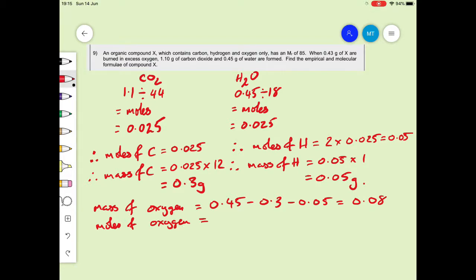Because it's made up of carbon, hydrogen and oxygen, you can take away the mass of carbon, take away the mass of hydrogen, and that leaves you the mass of oxygen. That can be converted into moles of oxygen by dividing by 16. So 0.08 divided by 16 is 0.005.